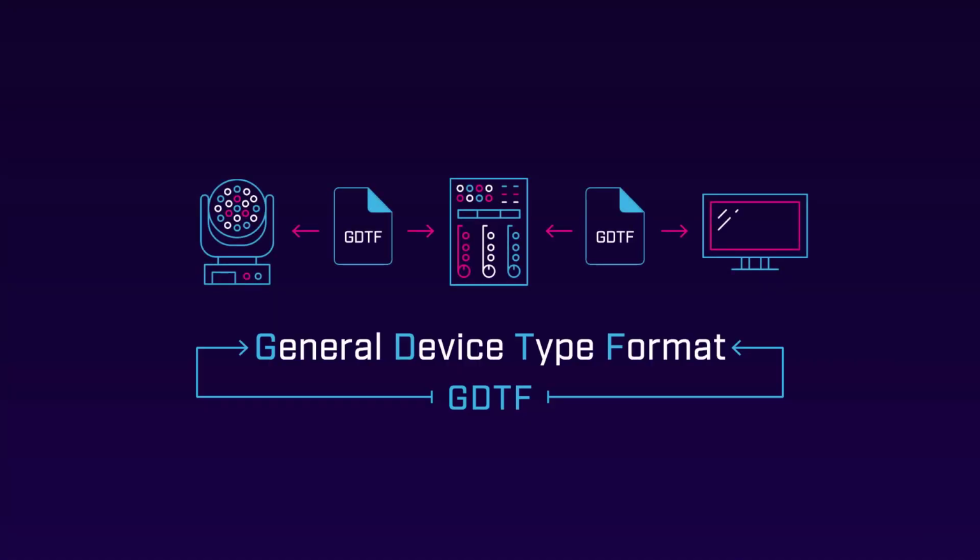Imagine a world where lighting fixtures just worked first time every time. This is what we're aiming at with the new general device type format. It's founded on the premise that lighting manufacturers know precisely how their devices are built and how they're intended to work.